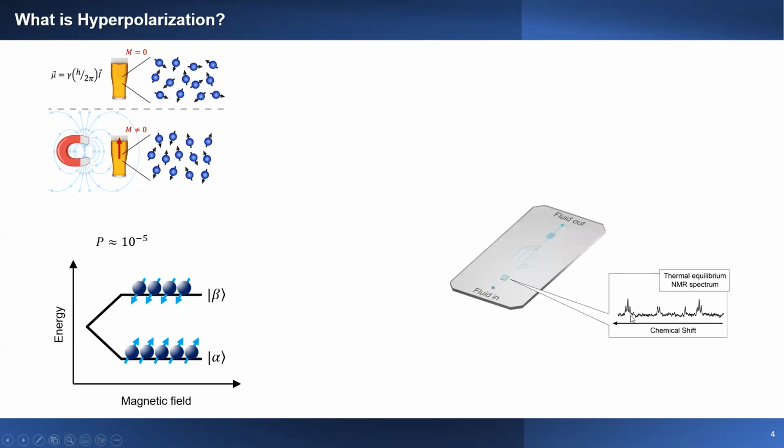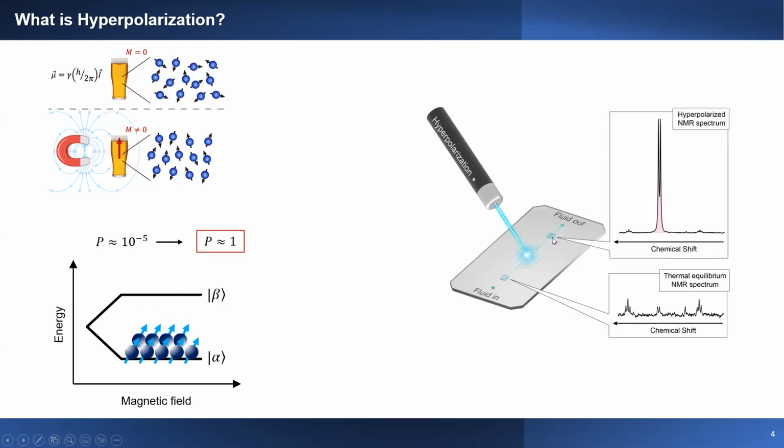So if we have an NMR sample, we can collect a thermal equilibrium spectrum. With hyperpolarization, the idea is that you hyperpolarize the spins as they flow through this hypothetical device. You selectively populate one or more nuclear spin states, and the polarization increases to, in principle, 100%. What you then detect after the hyperpolarization process is dramatically enhanced NMR signals, which might be one or many of the signals in the spectrum.